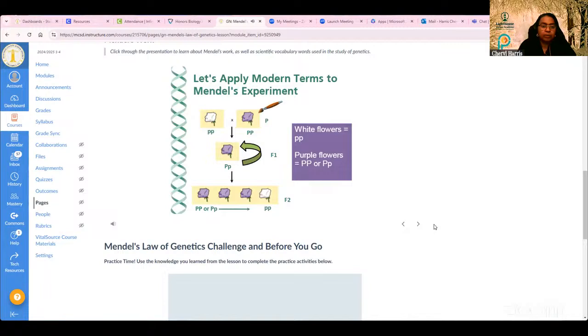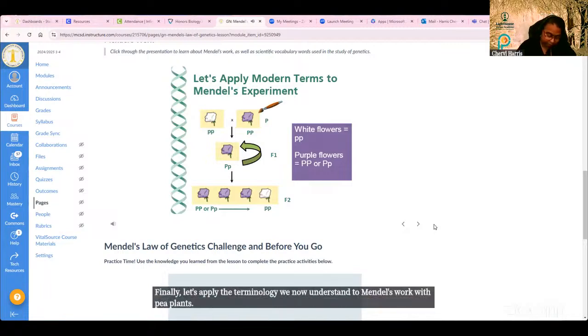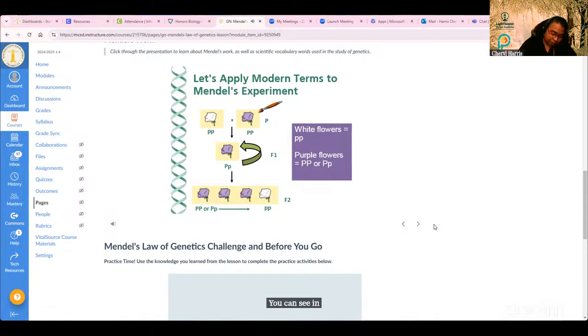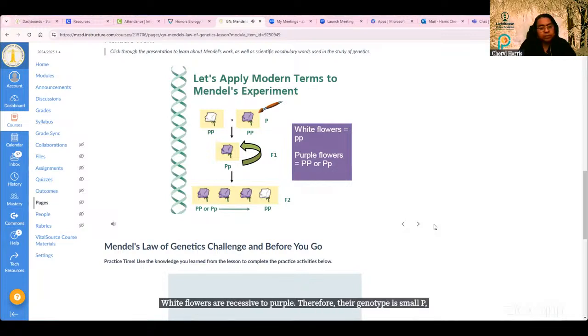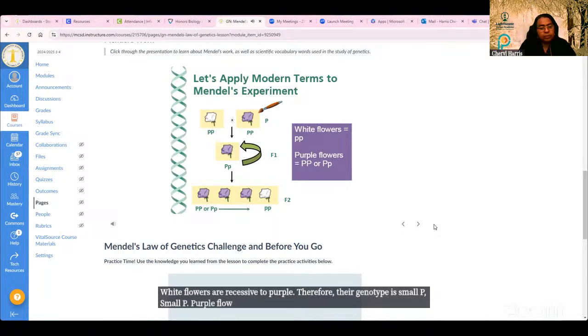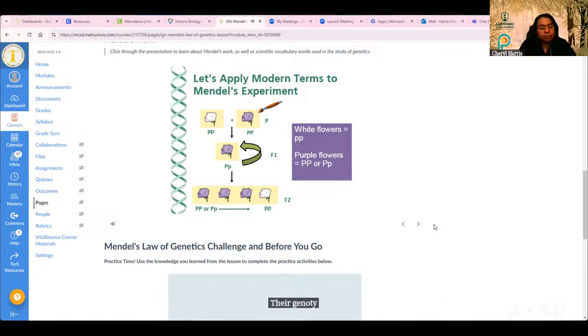Finally, let's apply the terminology we now understand to Mendel's work with pea plants. You can see in the purple box what we do know. White flowers are recessive to purple. Therefore, their genotype is small p, small p. Purple flowers are dominant and must contain at least one dominant or capital letter. Their genotype would be big P, big P, or big P, little p.